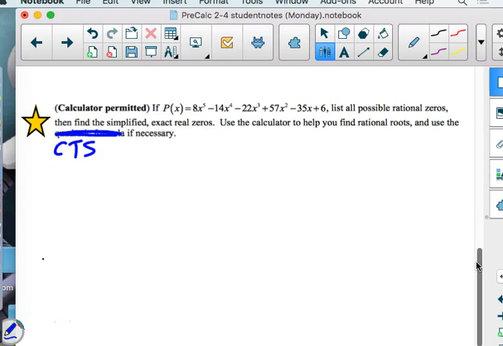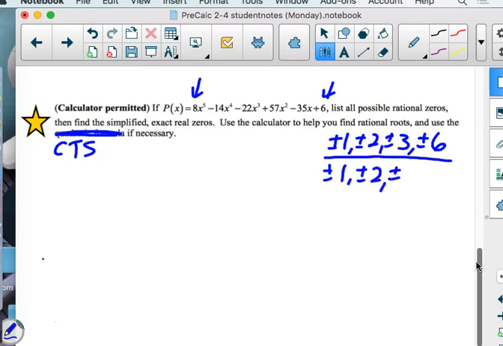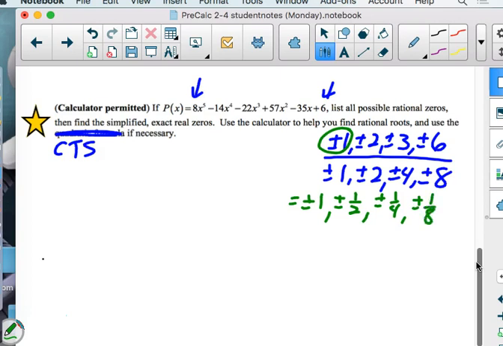So, list them all. Well, 6 is in the back. That's our constant. So what we're going to have to do is write down all the factors of 6, all the numbers that divide nicely into 6. Then we have an 8 in the front. So plus or minus 1, plus or minus 2, plus or minus 4, and plus or minus 8. Now, they did say we have to list them all. So I'm going to take this 1 and divide it by everything below it. 1 divided by 1 would be 1. 1 divided by 2 would be plus or minus 1/2. 1 divided by 4 would be plus or minus 1/4. 1 divided by 8 would be plus or minus 1/8.